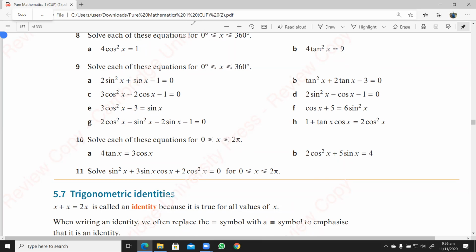Okay? So I think you can practice this now. Question number 11 is a very unique question. You have sine square x plus this and this. If you divide the whole equation by cos square x, in such questions, you will be left with all tans in your equation. You can try that, okay? So now please, you have to do all these parts of question number 9. I'm finishing my video here.